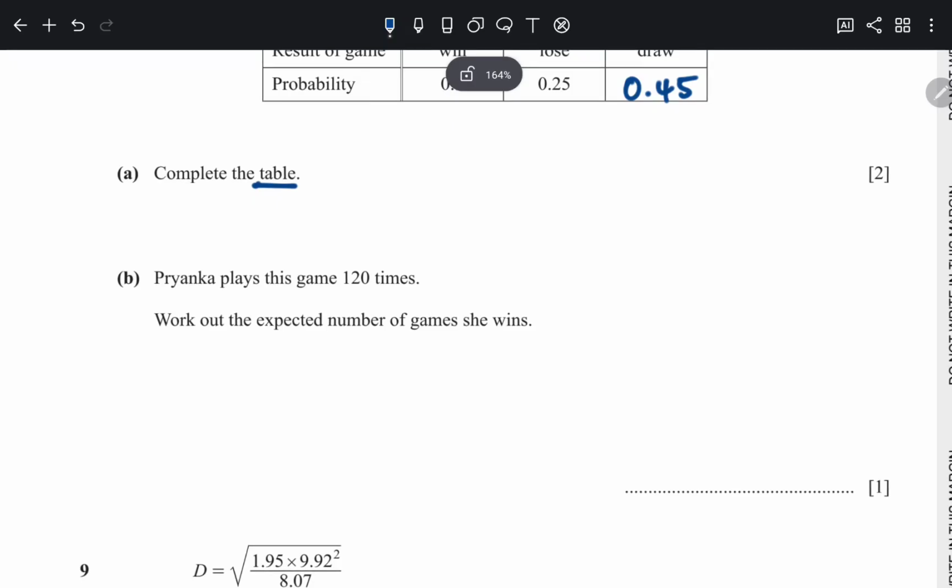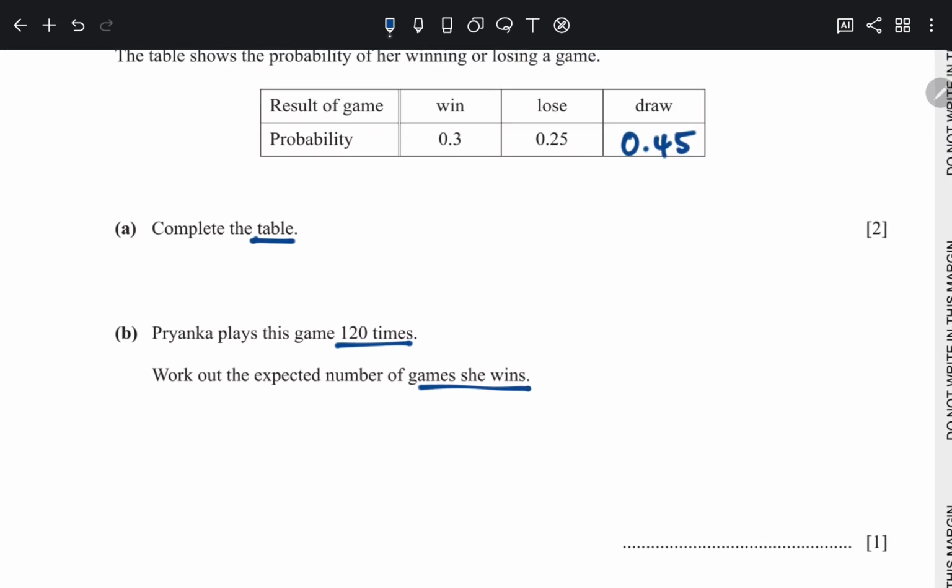Now let's see here. Priyanka plays this game 120 times. Work out the expected number of games she wins. So she plays it 120 times. We want the number of games she will win. So what is the probability of winning? It's 0.3. So you're going to say the probability of winning, 0.3, times 120. And this is going to give us the number of wins.